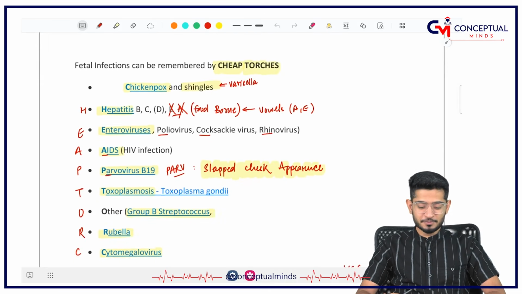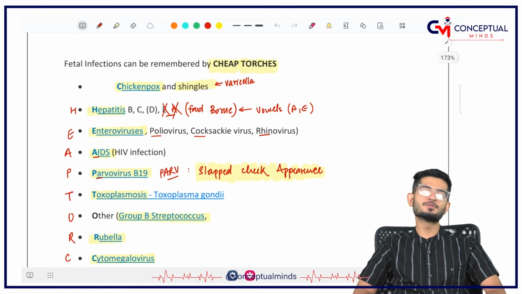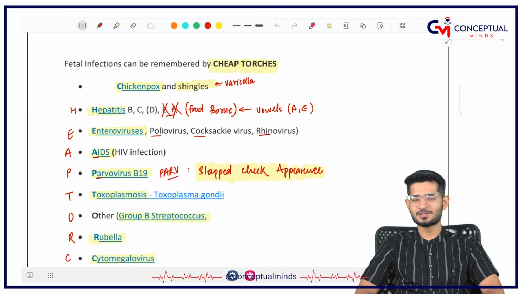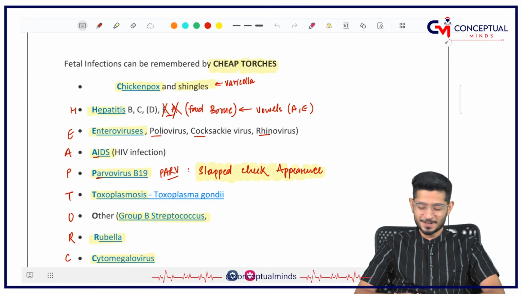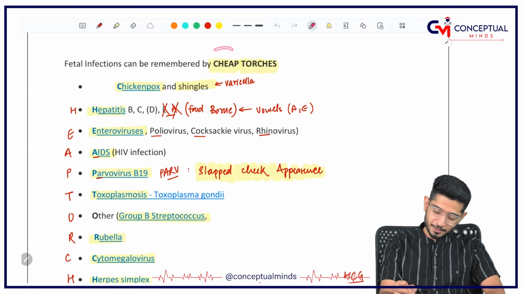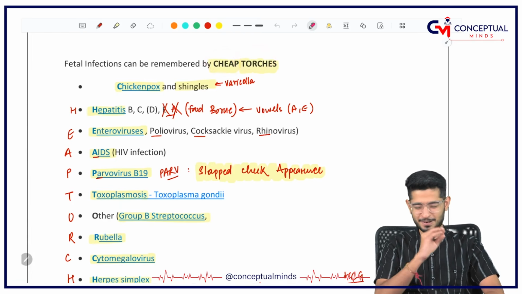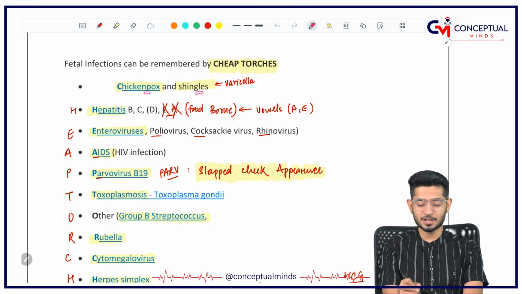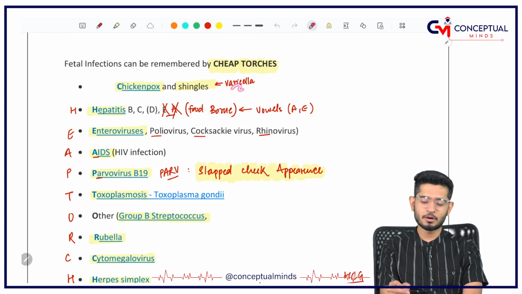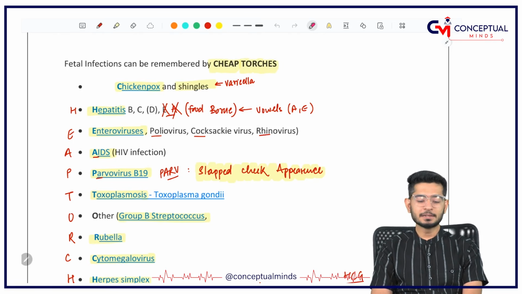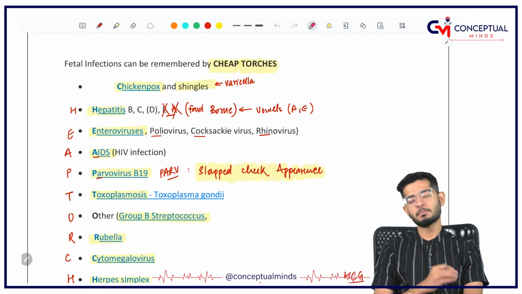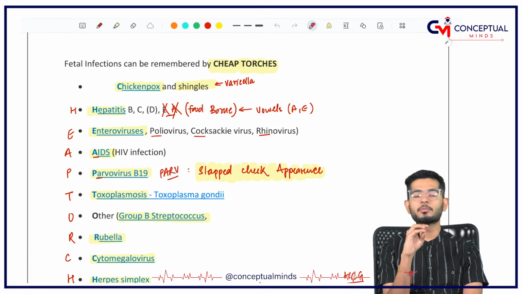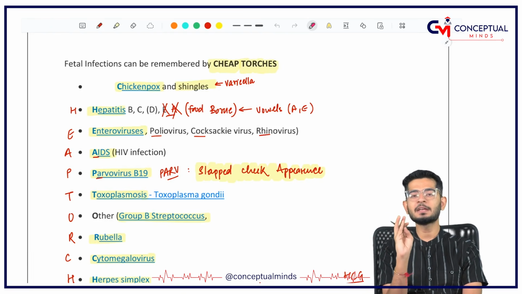So fetal infections, initially we used to remember with the mnemonic TORCHES, but now it is not TORCHES, this is CHEAP TORCHES. So what do you mean by CHEAP TORCHES? So CHEAP TORCHES is C for chickenpox and shingles. Both of them are caused by varicella. Then you have got hepatitis. So remember A and E, both the vowels, they are coming from food. Okay, so A and E are from food.